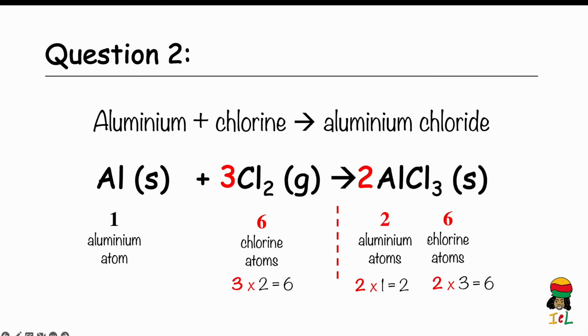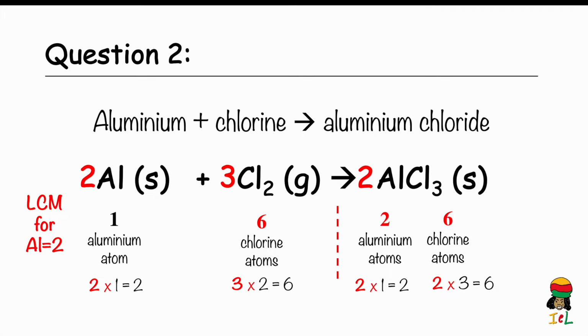So now the number of chlorine atoms are balanced, but the number of aluminium atoms are now unequal on either side of the equation. We have 1 aluminium atom on the reactant side and 2 aluminium atoms on the product side. So the LCM of 1 and 2 is 2 for aluminium. The number of aluminium atoms on the product side is already equal to the LCM, so we move to the 1 aluminium atom on the reactant side. So what multiplier would increase 1 aluminium atom to 2 aluminium atoms? And that would be 2.